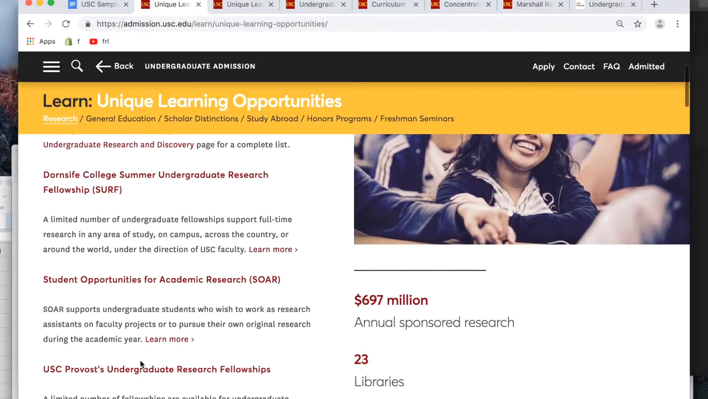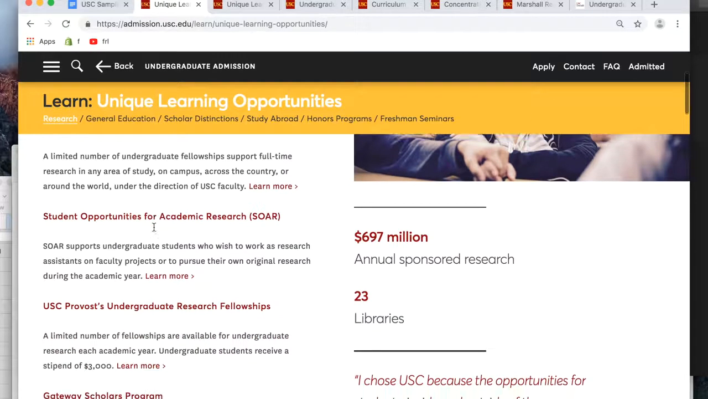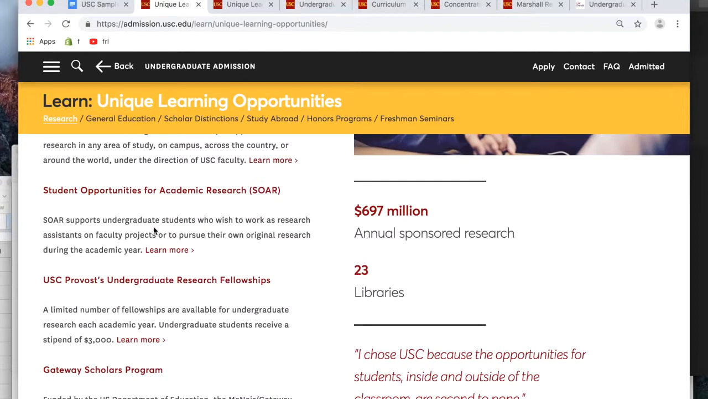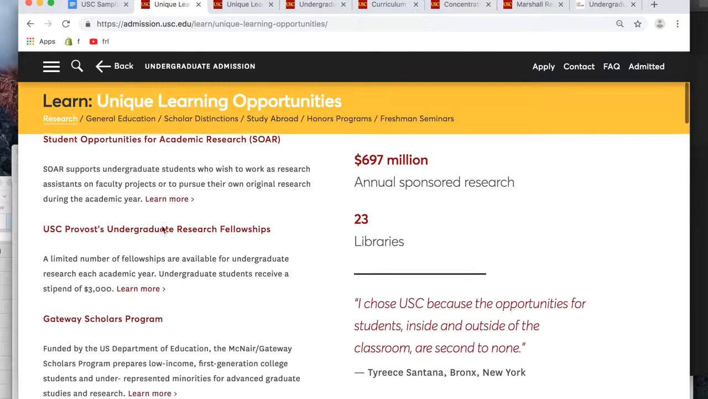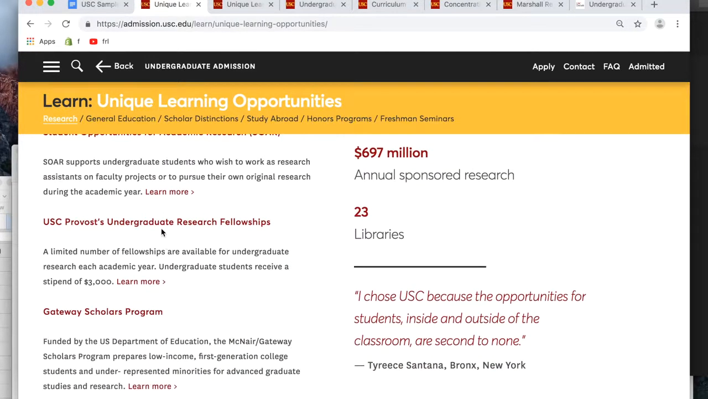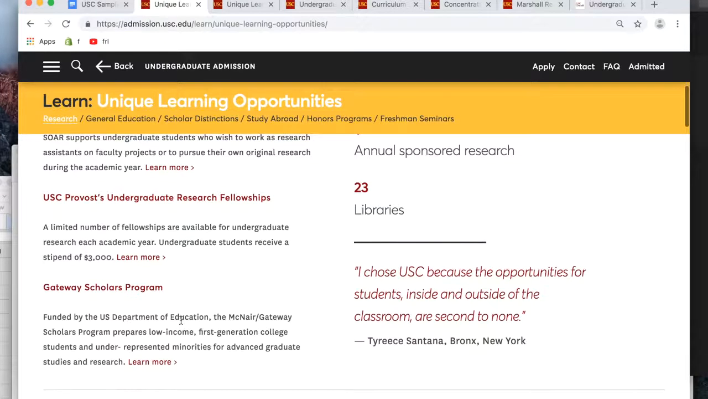They also have a lot of fellowship programs. The first one is the SURF program, which is the Summer Undergraduate Research Fellowship program that students can join. Second one is the Student Opportunities for Academic Research, or SOAR. They also have the Undergraduate Research Fellowship. They also have the Gateway Scholars Program.